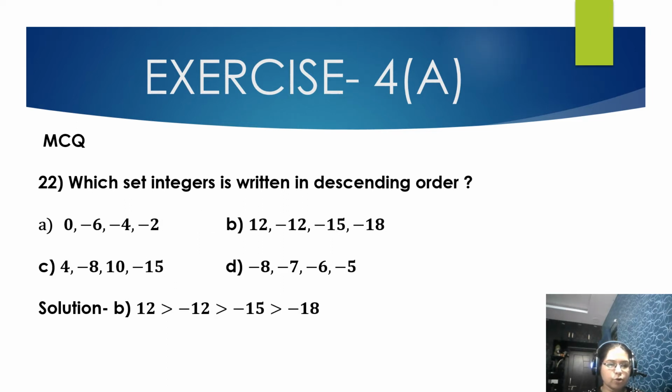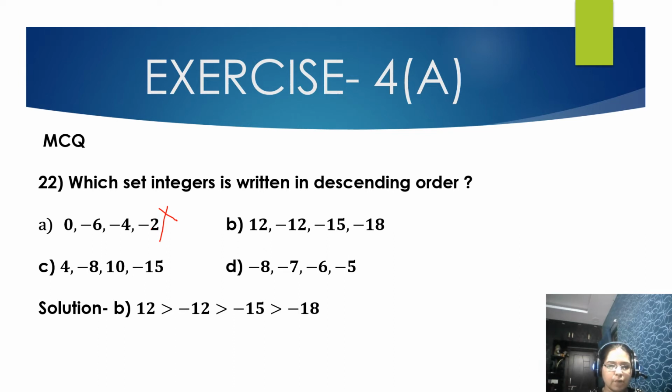Now we solve question number 22 MCQ questions. Which sets of integers is written in descending order, that is greatest to the smallest order? First option is 0, minus 6, minus 4, minus 2. Here greatest integer is 0 and smallest integer is minus 6. So this option incorrect. Starting with 0, then the smallest integer is minus 6, but here minus 2 is the last integer, so this is incorrect.